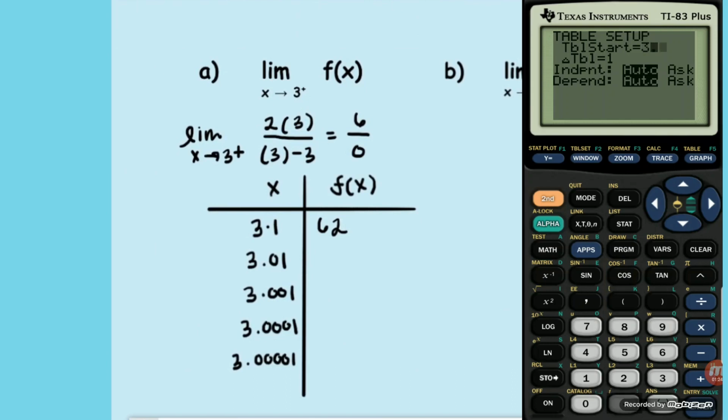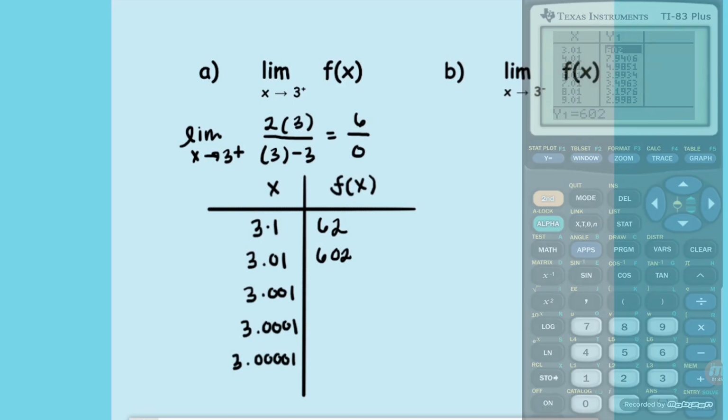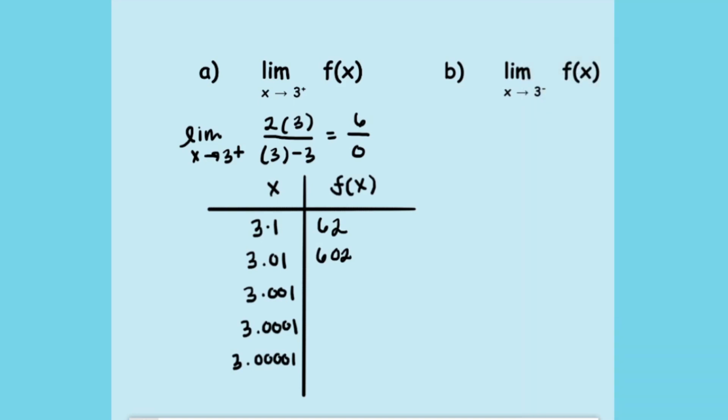We're going to repeat this process, so I'm going to go to second window again and put 3.01 this time and press second graph. And as you see, the corresponding value is 602, so I'm going to write that down. So I'm basically going to repeat this process until I cover all the x values of the table. As you see, it's kind of repetitive. You just go back and forth between the table setup and the table. So I'm going to actually fast forward this process so you don't have to wait for me, because it's pretty straightforward.